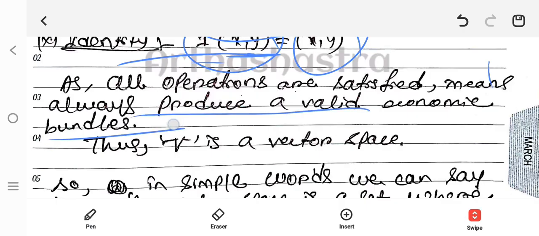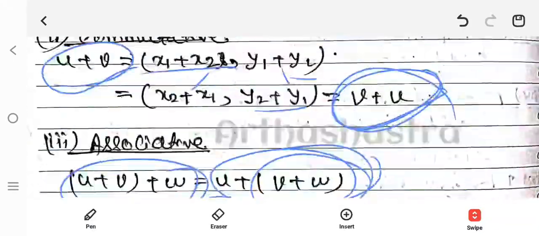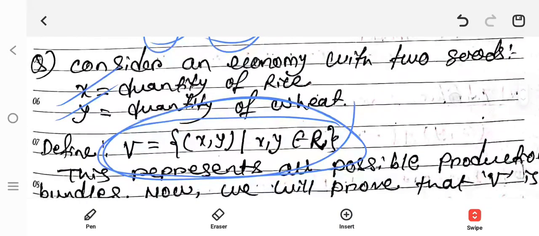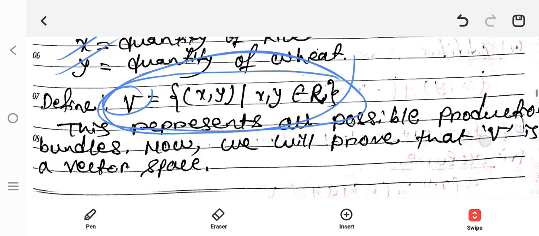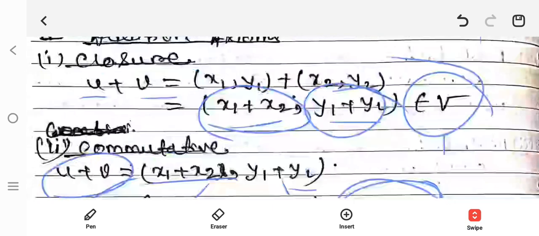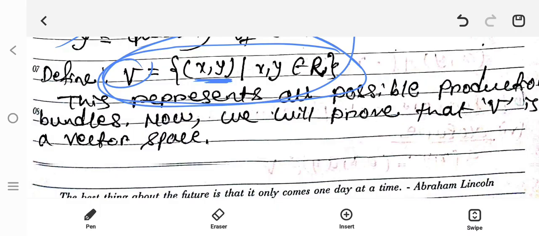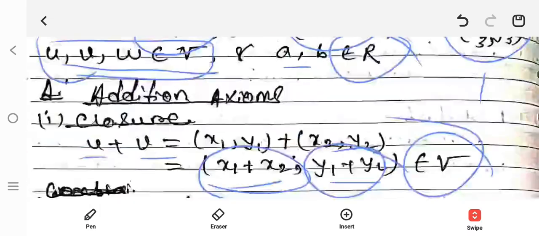So thus the set V is a vector space, right? All the 10 properties hold for the vector space, so we can say that our set V is a vector space. Here (x, y) represents different bundles, right? And (x, y) belongs to the set of real numbers here.